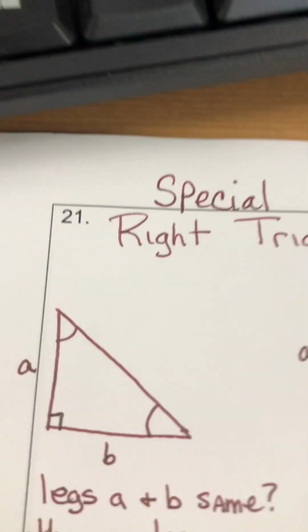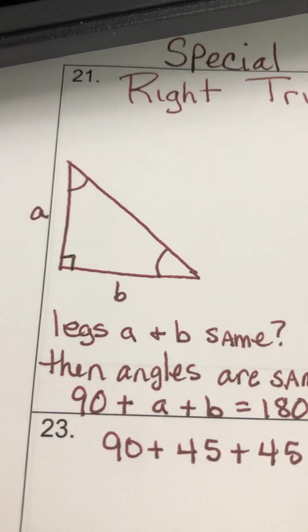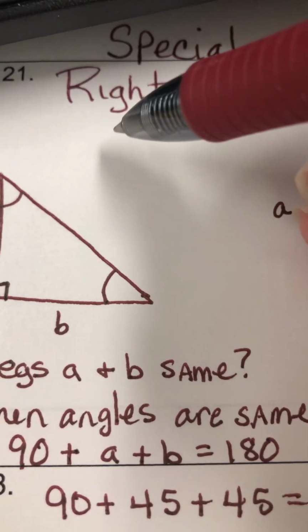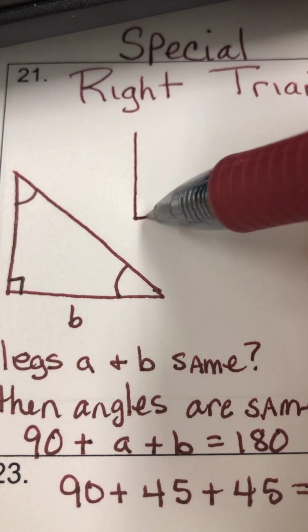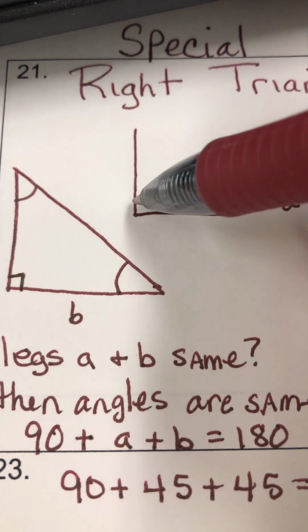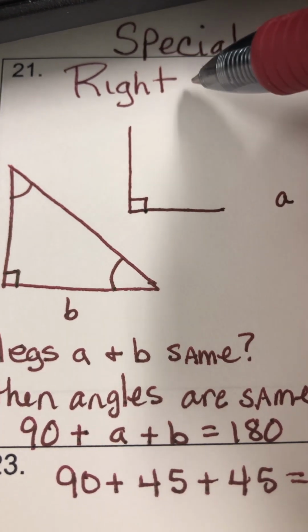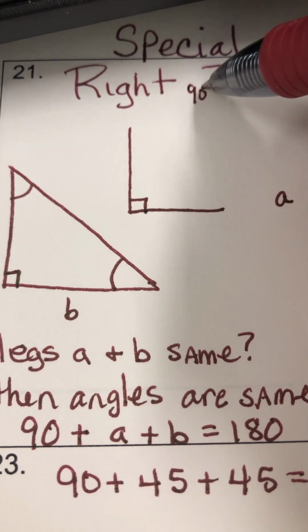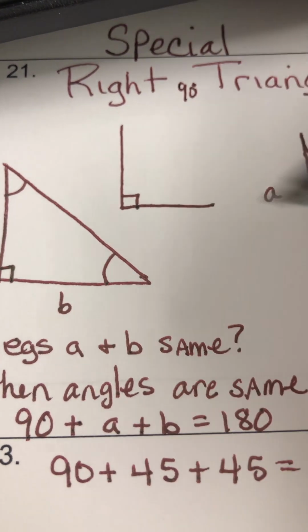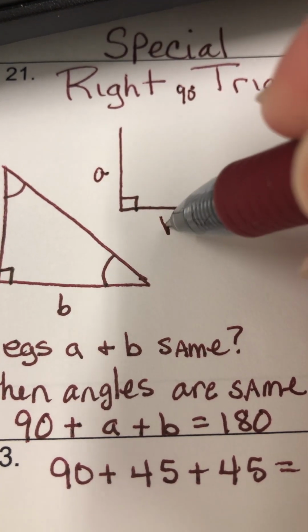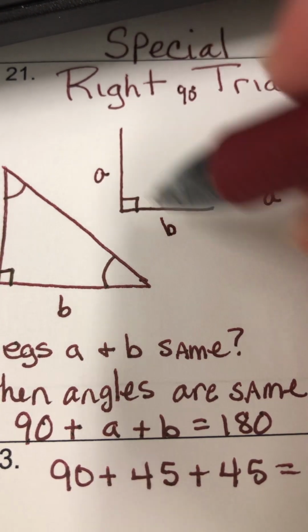Now let's come over here to a right triangle in particular. Right triangles, what makes them a right triangle is that it has two legs that come together to make a 90-degree angle. Right means 90 degrees. One of the angles is 90. The two legs, we call them A and B. Doesn't matter which one's A or which one's B. It could have been B up here and A here.